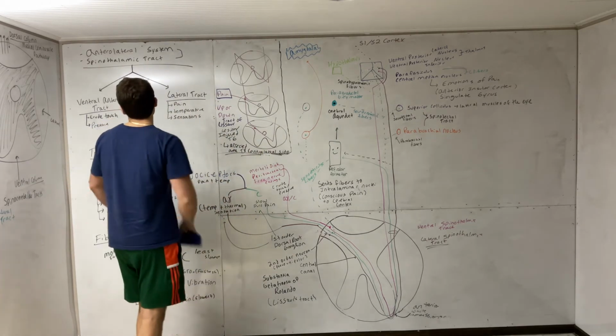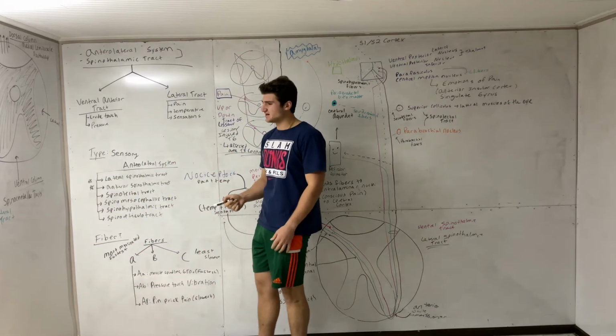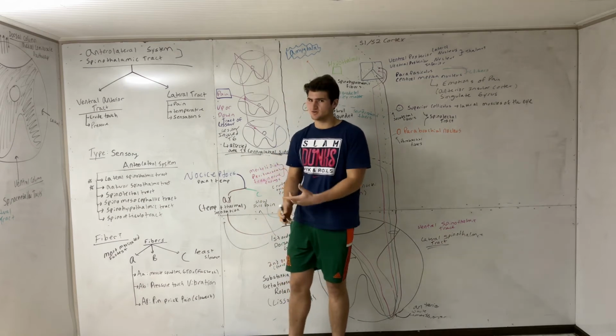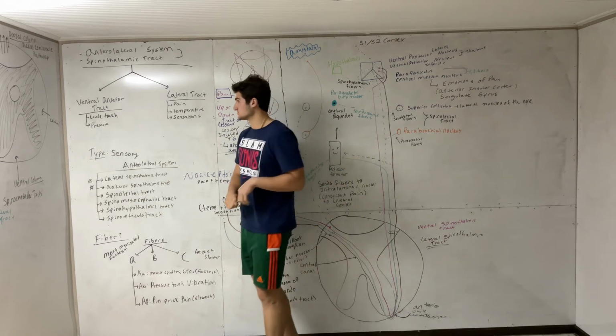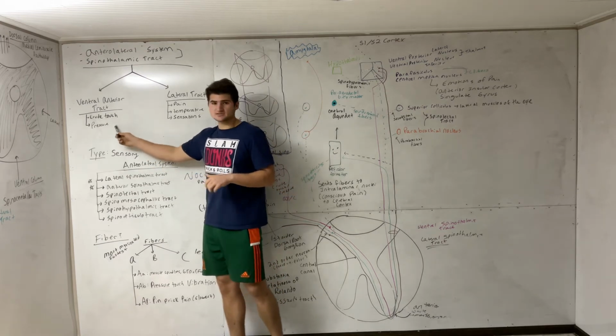Okay, so here we go. We said we're gonna do two main tracks first, and then I'll talk briefly about the other, smaller ones, but let's start off with the big ones first. So you have the ventral anterior tract. It's going to carry crude touch and pressure.